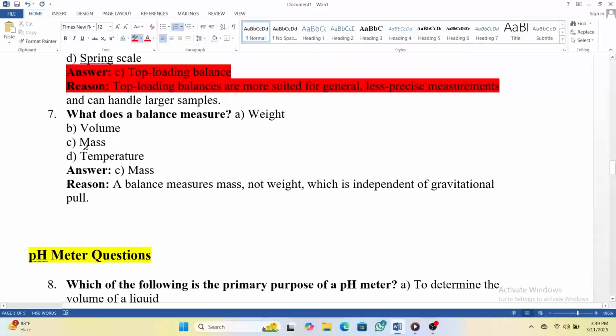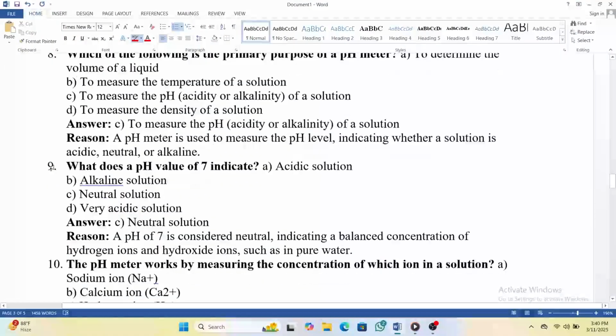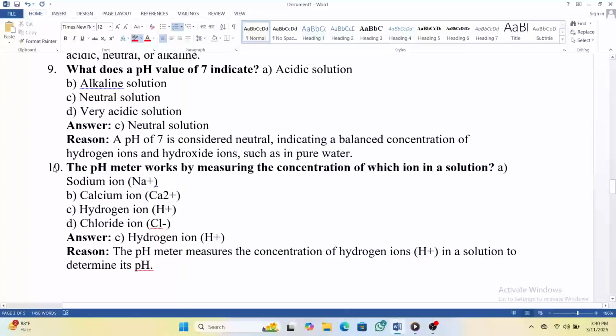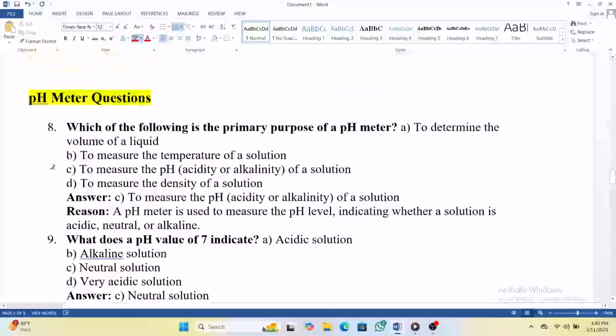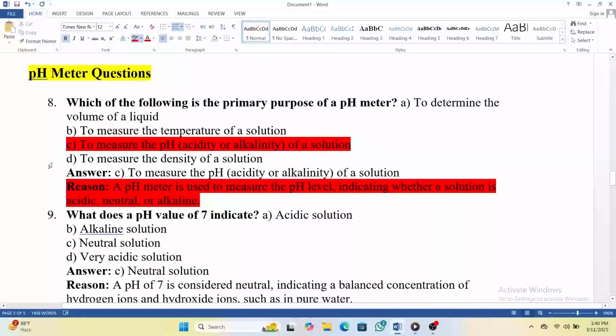7. What does a balance measure? A. Weight. B. Volume. C. Mass. D. Temperature. Answer. C. Mass. Reason. A balance measures mass, not weight, which is independent of gravitational pull.